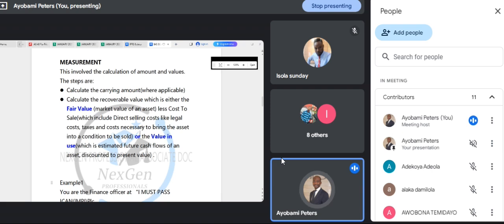Take for instance, now you want to establish a call center and you use a phone. Definitely you are going to need an asset to carry out that call center business. That phone becomes your asset.